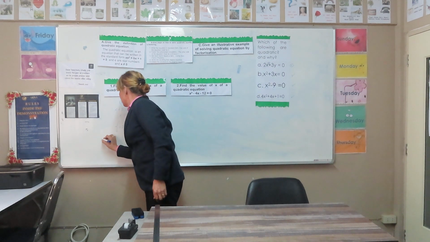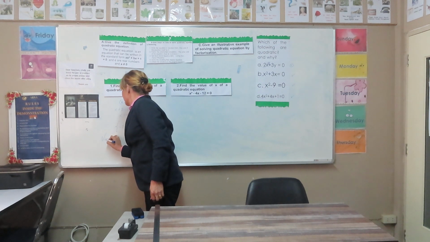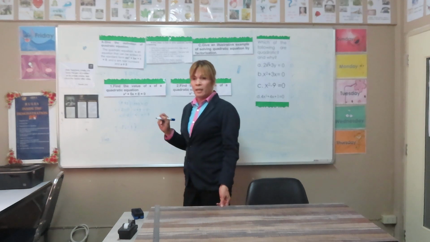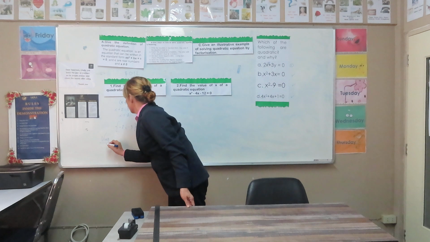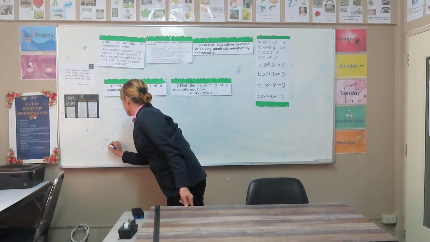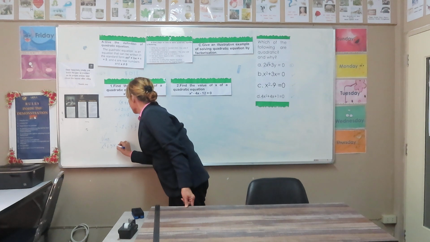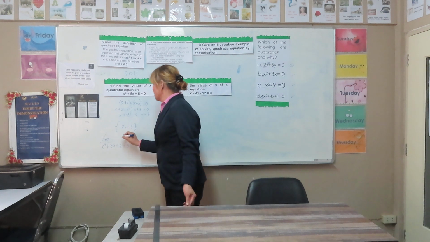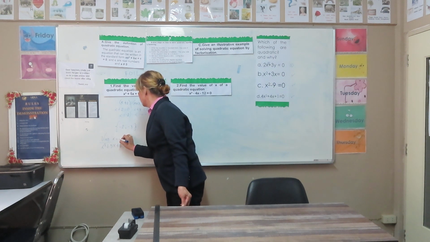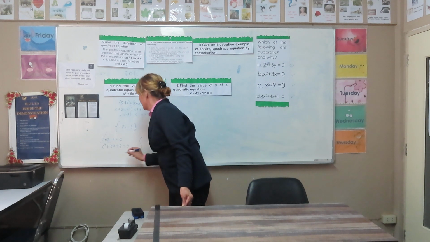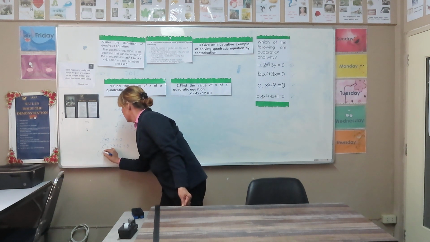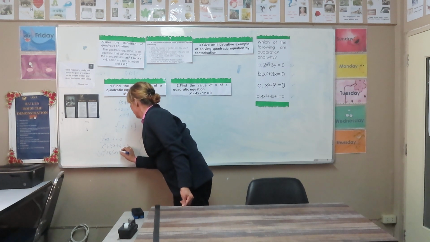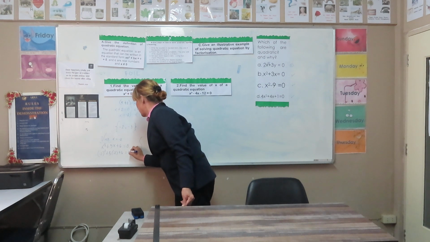Okay, let's do the checking. This is the symbol for checking. We are going to use the original equation, which is x squared plus 5x plus 6 is equal to 0. The only thing that we can do is to substitute the value of x, which is negative 2 for the first one. So negative 2 quantity squared plus 5 times negative 2 plus 6 is equal to 0.